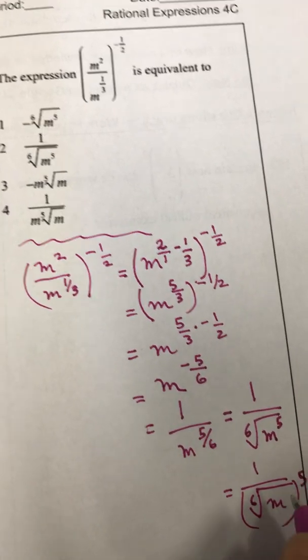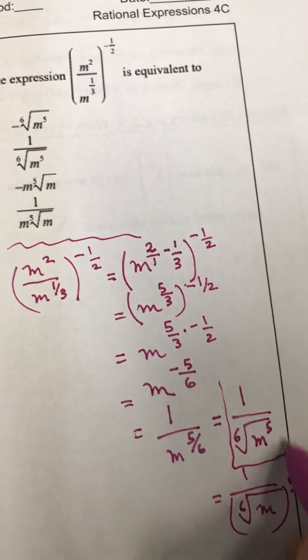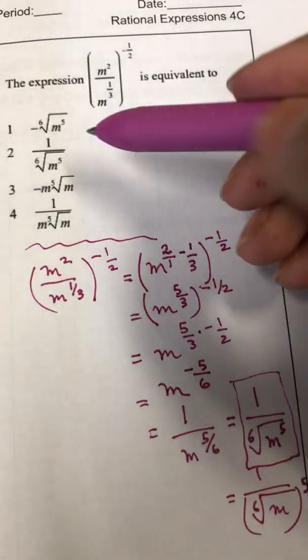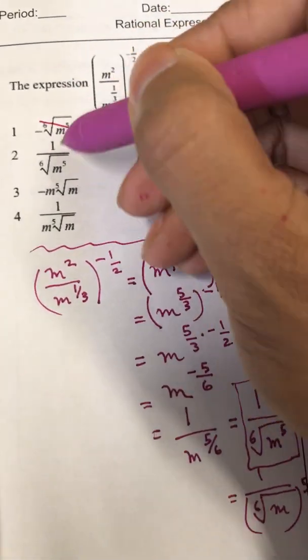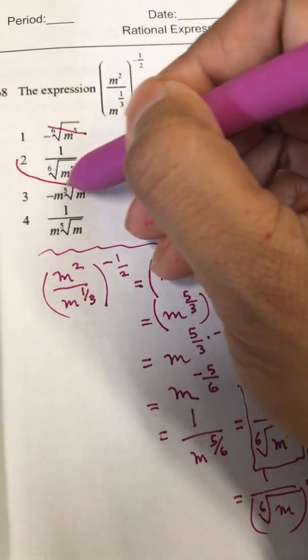Same drill. These two answer choices are correct. So let's see which one matches this. This is not correct. Cross it out. Looks like choice 2 is correct.